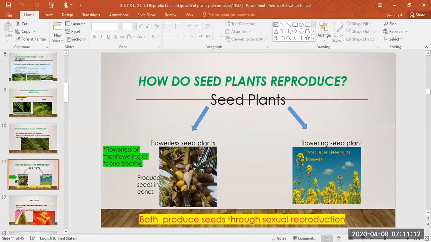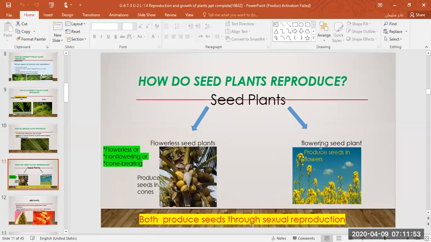Flowerless seed plants, these plants don't have flowers. They lack flowers. Instead of flowers, they have cones. The cone is the reproductive part of the plant, and it's the site where seeds are made. Okay, so we name them flowerless seed plants, or non-flowering seed plants, or cone-bearing plants because they produce seeds inside the cones.